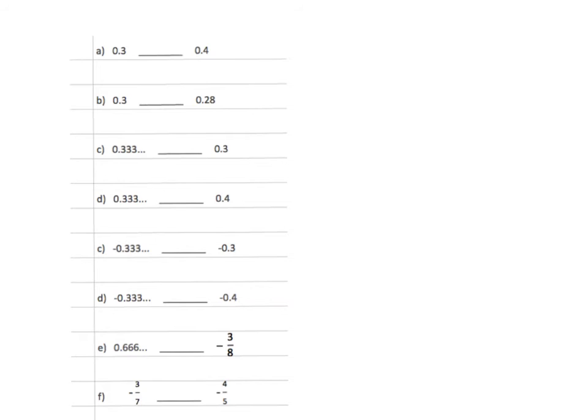So the biggest thing that you have to do with these is compare them. So we're going to use either greater than, less than, or equal to. When you're comparing decimals, you compare the same number of places after the decimal. 0.3 and 0.4. 4 is bigger than 3, so 0.3 is less than 0.4. The next one, we have 0.3 and we have 0.28. If we put them one on top of each other, make them the same number of decimal places, 30 is bigger than 28, so 0.3 is greater than 0.28.